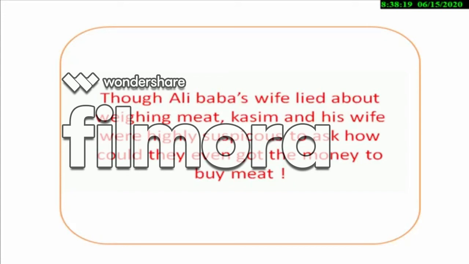Notice here we add an exclamation mark because this sentence, how we build it, needs and requires it. Let us read. Though Ali Baba's wife lied about weighing meat, Qasim and his wife were highly suspicious to ask how could they even get the money to buy meat.